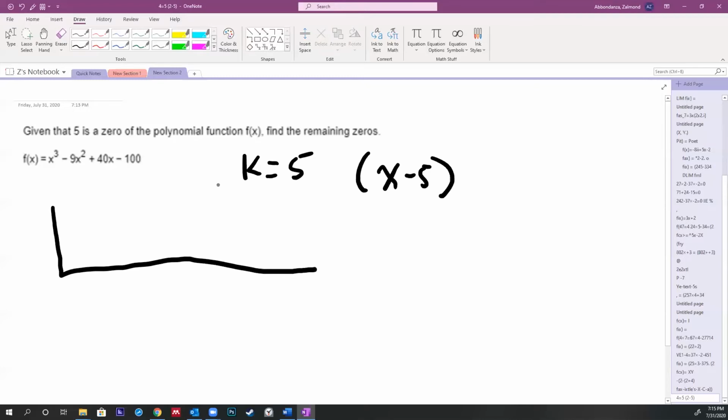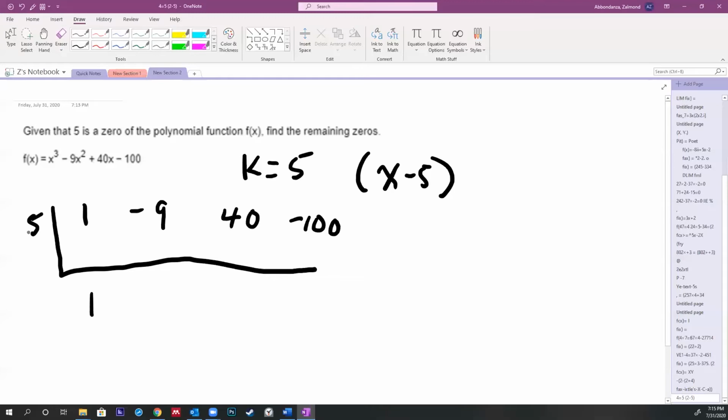I'm going to put my value of k up here, and I'm going to put up at the top here the coefficients of this polynomial, making sure that I'm not missing any terms. 3, 2, 1, 0. There we go. So 1, -9, 40, and -100. And because they told me already that 5 is a 0, I'm expecting that my remainder is going to be 0. So as usual, I drop the 1.